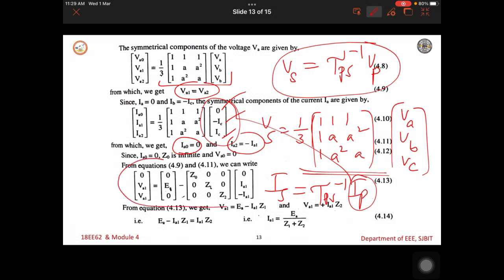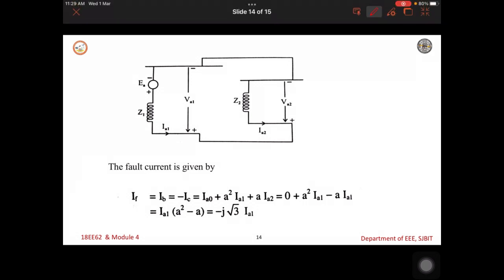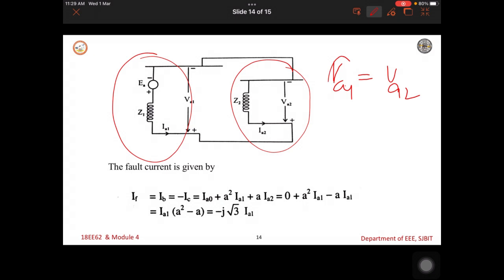We also have the voltage equations for the synchronous generator for the positive, negative and zero sequences. Here VA0 is 0, and if you simplify this further, you get VA1 and VA2 expressions, and VA1 is equal to VA2. When you equate them, you will get IA1 as this. Since VA1 is equal to VA2 in the positive sequence and negative sequence networks, that means the positive and negative sequence networks are connected in parallel.